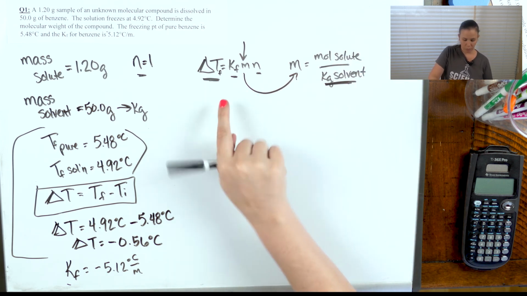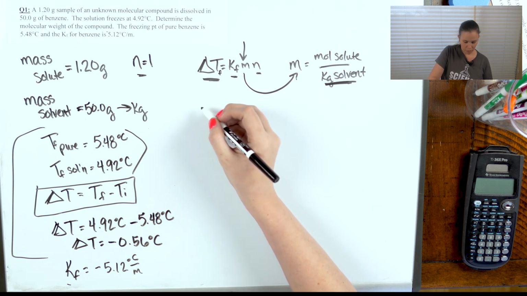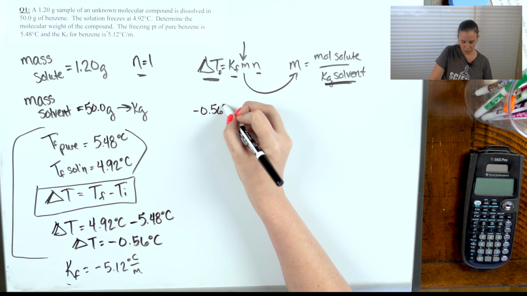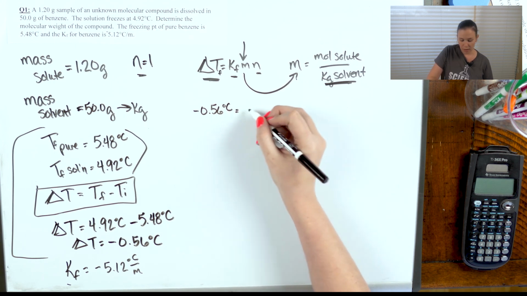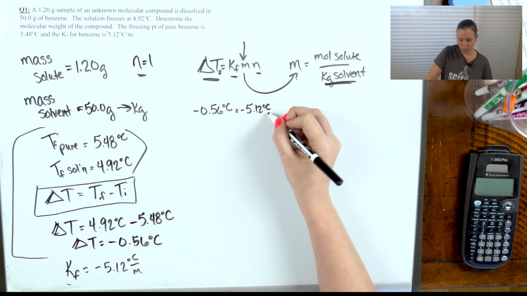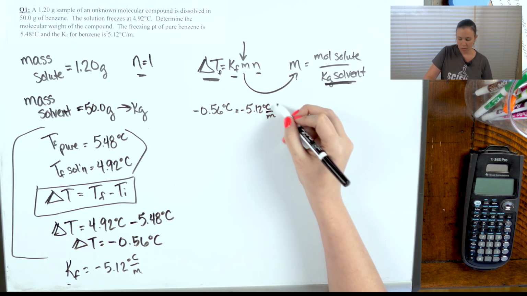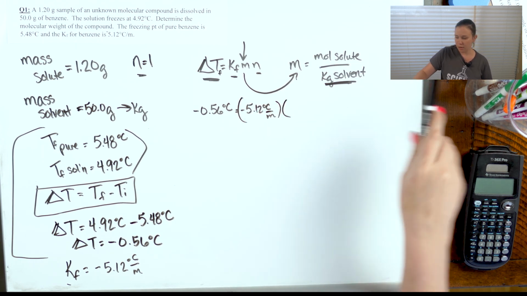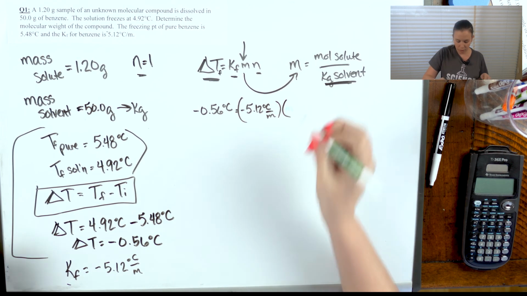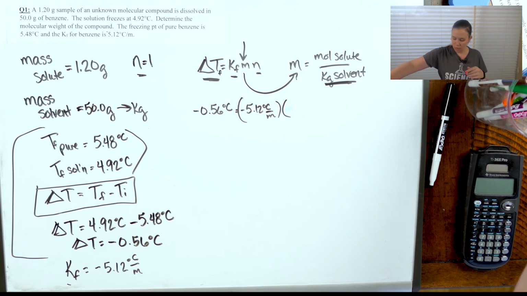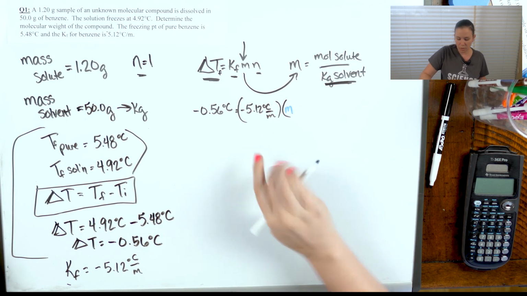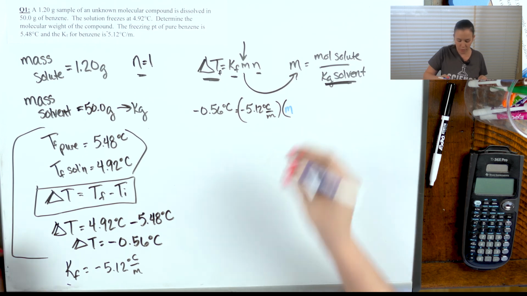So let's start by plugging into the delta T formula. Delta T we decided was negative 0.56 degrees Celsius, and the KF is negative 5.12 degrees Celsius per molality. Now I'm solving for the molality, but this is the variable molality, so I'm going to put that in a different color, maybe a darker color, so that I know I'm not canceling out a variable with a unit. This is unit molality, this is variable molality.